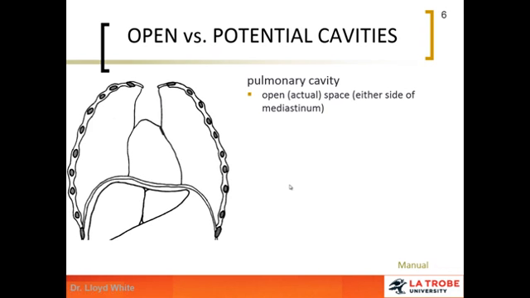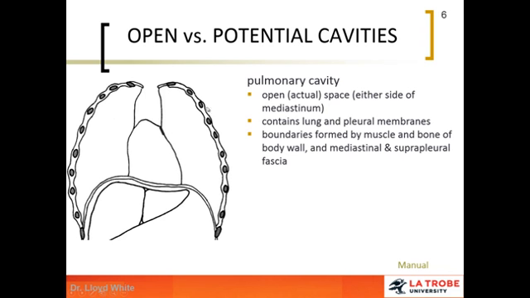So now let's look at this in the same schematic diagram as we were looking at before, just zoomed in a little bit onto the thorax. So laterally we have our pulmonary cavities, and this is the open or actual space. And this will end up containing the lungs and the serous membranes, which to do with the lungs we call the pleural membranes.